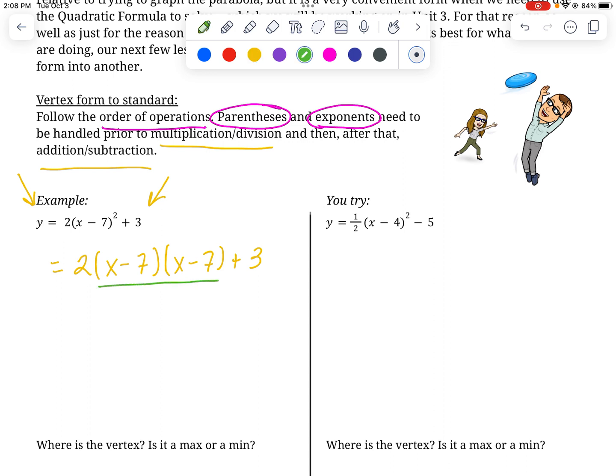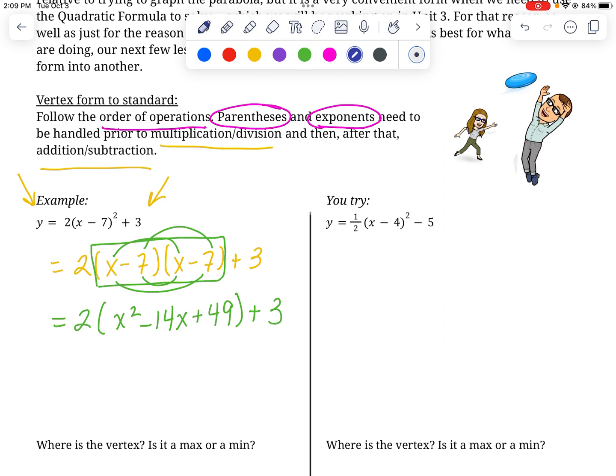So right in here, I see a little problem where I'm going to multiply out two binomials. The 2 I'm going to bring down. Here I have x times x, or x squared. I'd have minus 7x minus 7x. That's minus 14x overall. And negative 7 times negative 7 is positive 49.